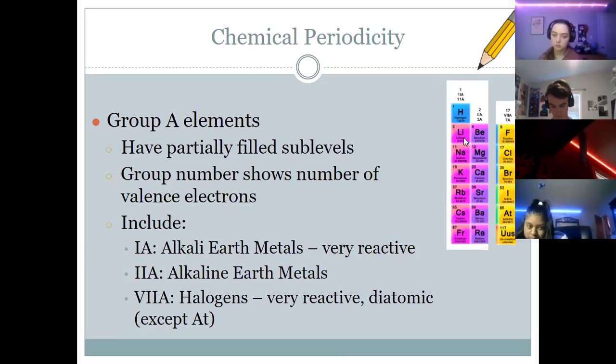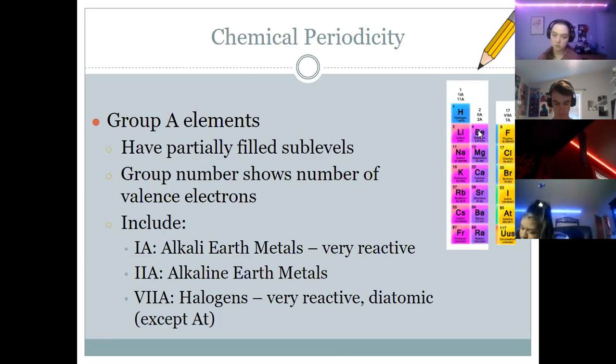And they are going to be very, very reactive. If you get them in pure form and just drop them in water, they will explode because that's how reactive they are. And once again, it's group 1A, so you know they're going to have 1 valence electron. Sometimes you will see it just referred to as group 1. So the number 1 tells you what column you're dealing with and how many valence electrons you have.